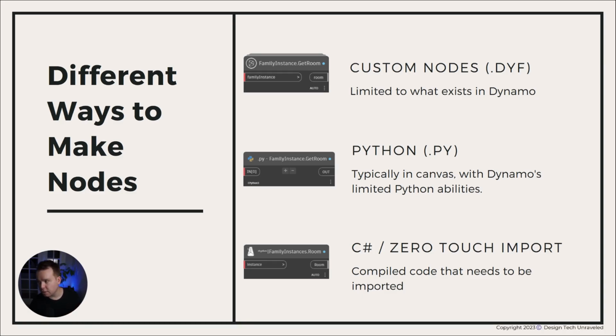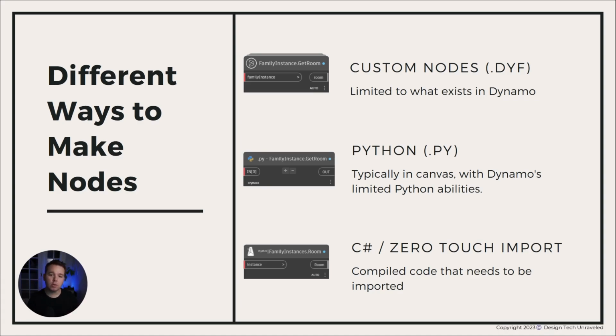These have an extension of .dyf. These nodes are generally limited to what exists in Dynamo. So what you can do is bundle together a bunch of out-of-the-box nodes into a little cluster that's known as a custom node. Once again, you save that as a file extension of .dyf and you're good to go. I say that this is limited to what exists in Dynamo, but you can technically embed Python scripts in these nodes. That's how you ship a package that is a Python-based package.